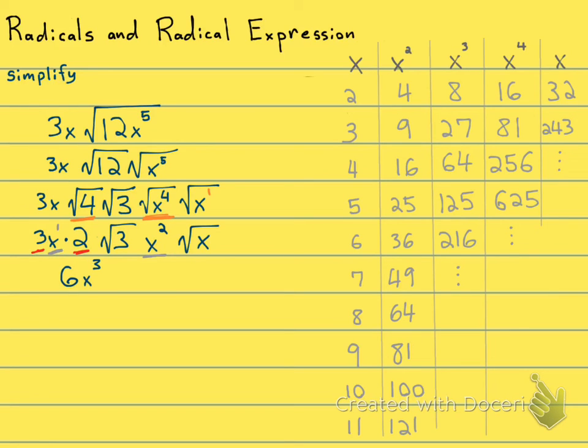And then what's left under the radical? 3x. So here's my answer. 6x to the 3rd, square root of 3x.